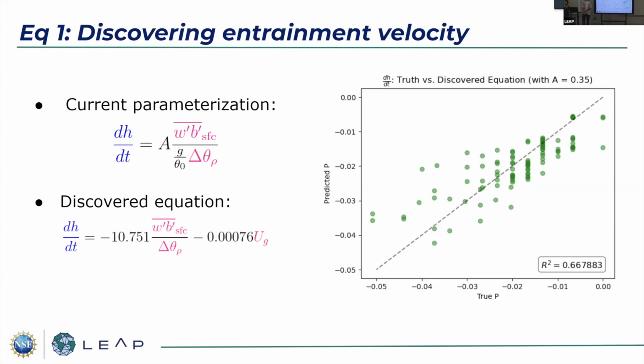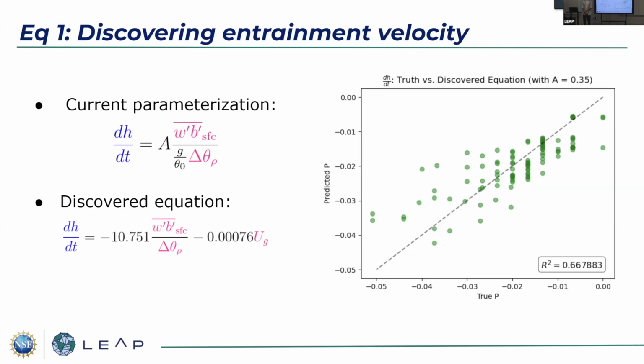To run our equation discovery model, we inputted this ratio as its own variable, as well as this UG, which is imposed horizontal wind throughout our simulation, surface heating, and the change in potential temperature in the free troposphere over time. And we see that our equation discovery model had this negative 10.751, which roughly translates, when we take the G and the theta naught into consideration, to an A of 0.35.